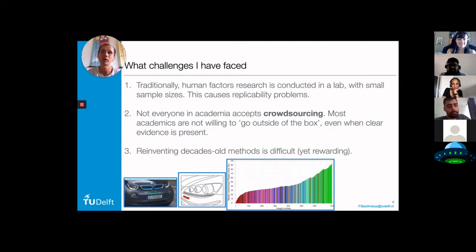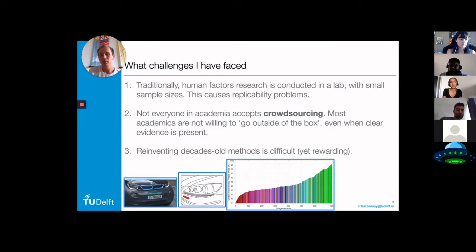However, now I have like 10 published papers which have used crowdsourcing, and now we do have quite a bit of framework which we developed, which I think works quite well and robustly to filter our data and to have quite a good sample. So now I think we are getting to a point where our colleagues are starting to accept it as well. And reinventing decades-old methods is quite difficult yet rewarding.